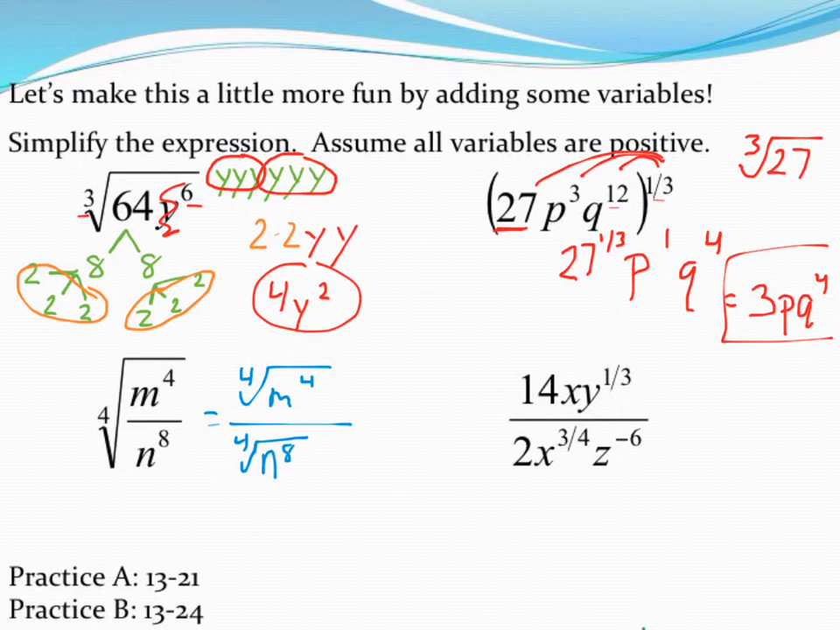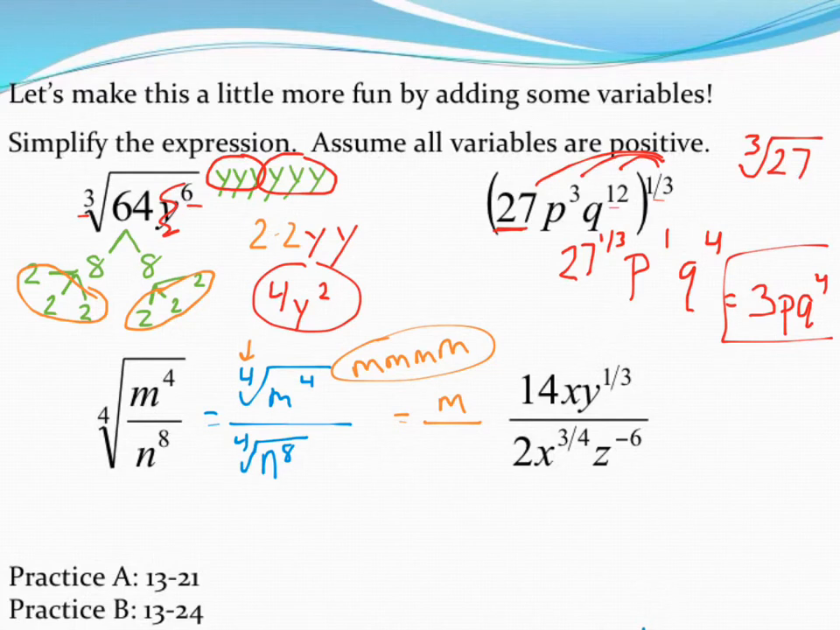Well, like we did on top, let's think about what this means. M to the 4th power means I have 4 m's being multiplied together. Well, this time I need a set of 4 to get out, and look, I have a set of 4. So I'm going to have one single m on the outside. Nothing was left over to be on the inside.